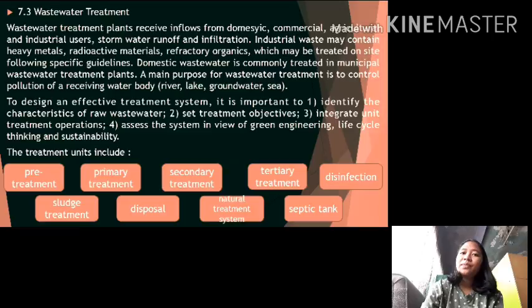Next, disposal. The waste sludge may be buried in a landfill, used for carbon sequestration, or incinerated, with a potential problem of air pollution. It can also be applied to agricultural land as fertilizer. Next, natural treatment systems. Wetlands are an alternative wastewater treatment method. Next, septic tanks. A septic tank is a small-scale sewage treatment system in areas with no connection to the main sewage pipe, usually in suburbs, small towns, as well as rural areas.